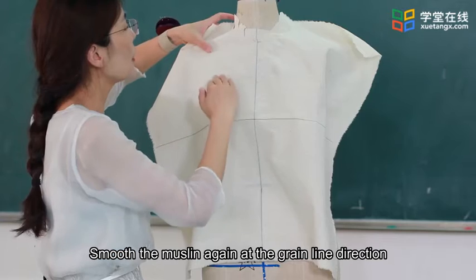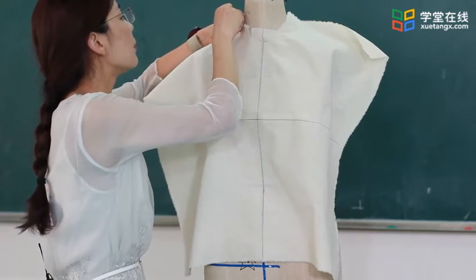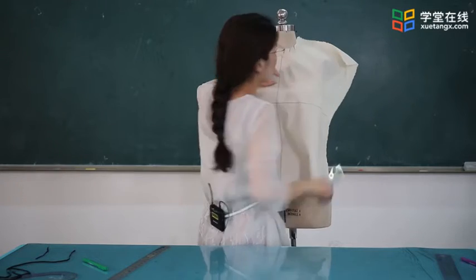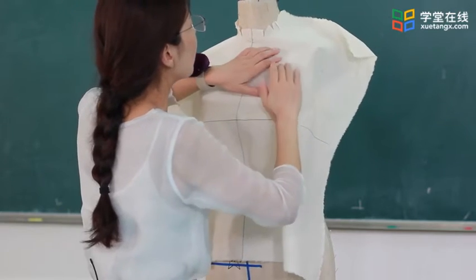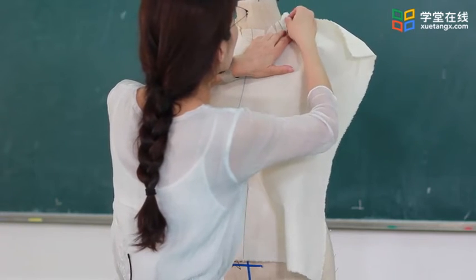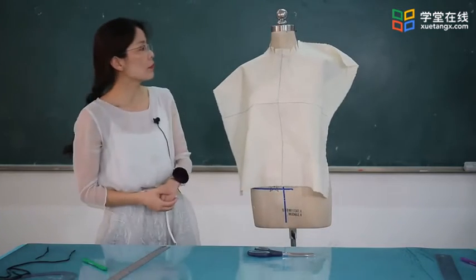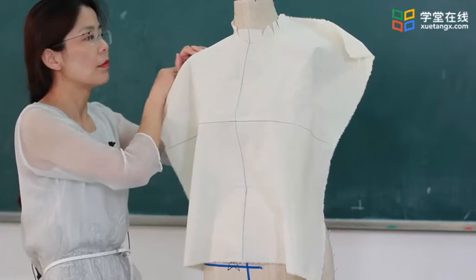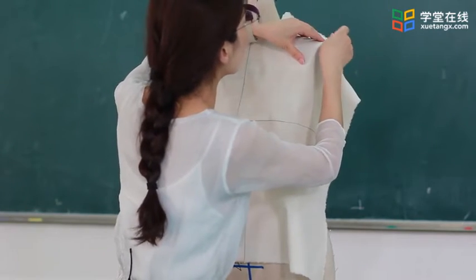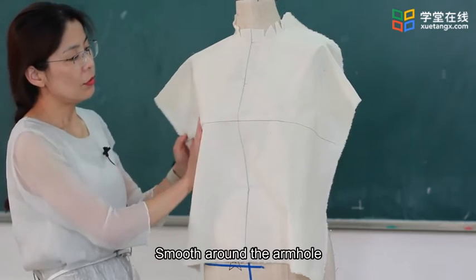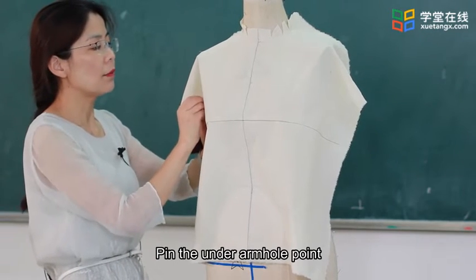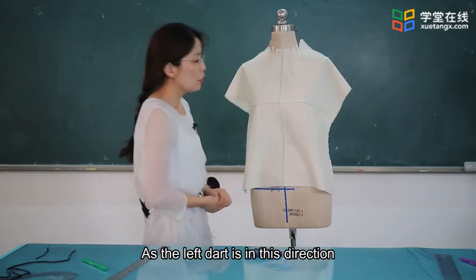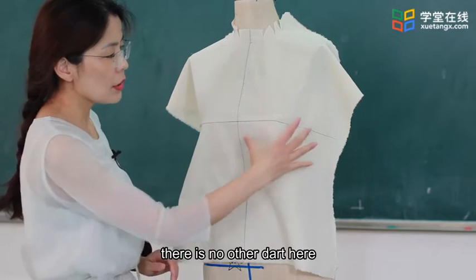Smooth the muslin again in the grain line direction. Pin the side neck point. Smooth along the shoulder line and pin the shoulder point. Smooth around the armhole. Pin the underarm point. As the left dart is in this direction, there is no other dart here.